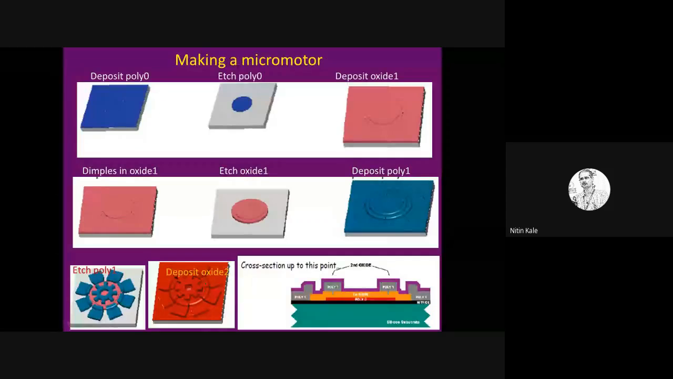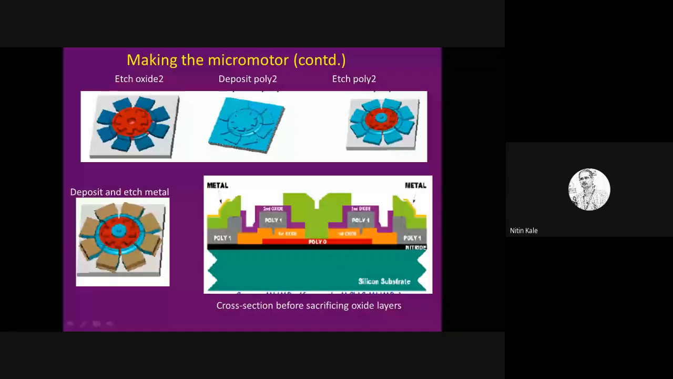You start with the wafer, deposit one layer, etch it, deposit the oxide, make dimples in the oxide for surface micromachining. Helps in faster release. You etch it, deposit the poly 1, the electrode that I talked about, etch poly 1, deposit the oxide 2. This is the sacrificial oxide. So at this point, you have a cross section which looks like this. You will etch oxide 2, you will deposit poly, again etch poly, and finally, you have this oxide that you want to remove.